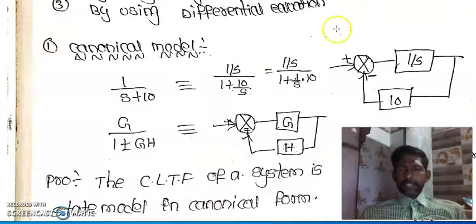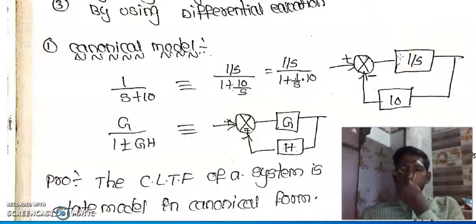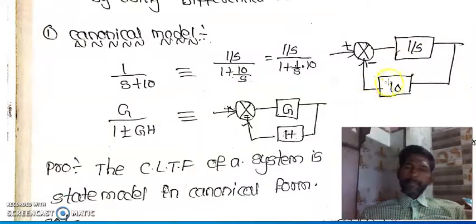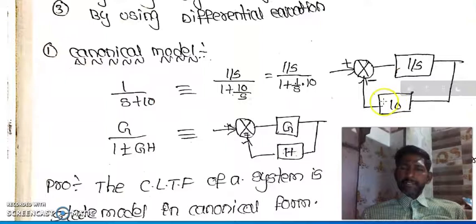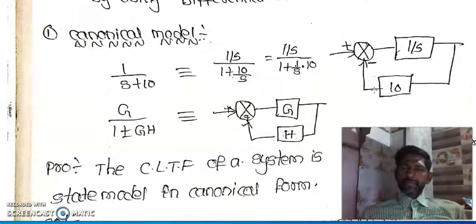Let us assume that this is the block diagram given in the problem. This block is the gain of the system, 1 by S is the gain of the system, and this feedback element, 10, is the feedback gain. This is negative feedback, that is, here minus is there.